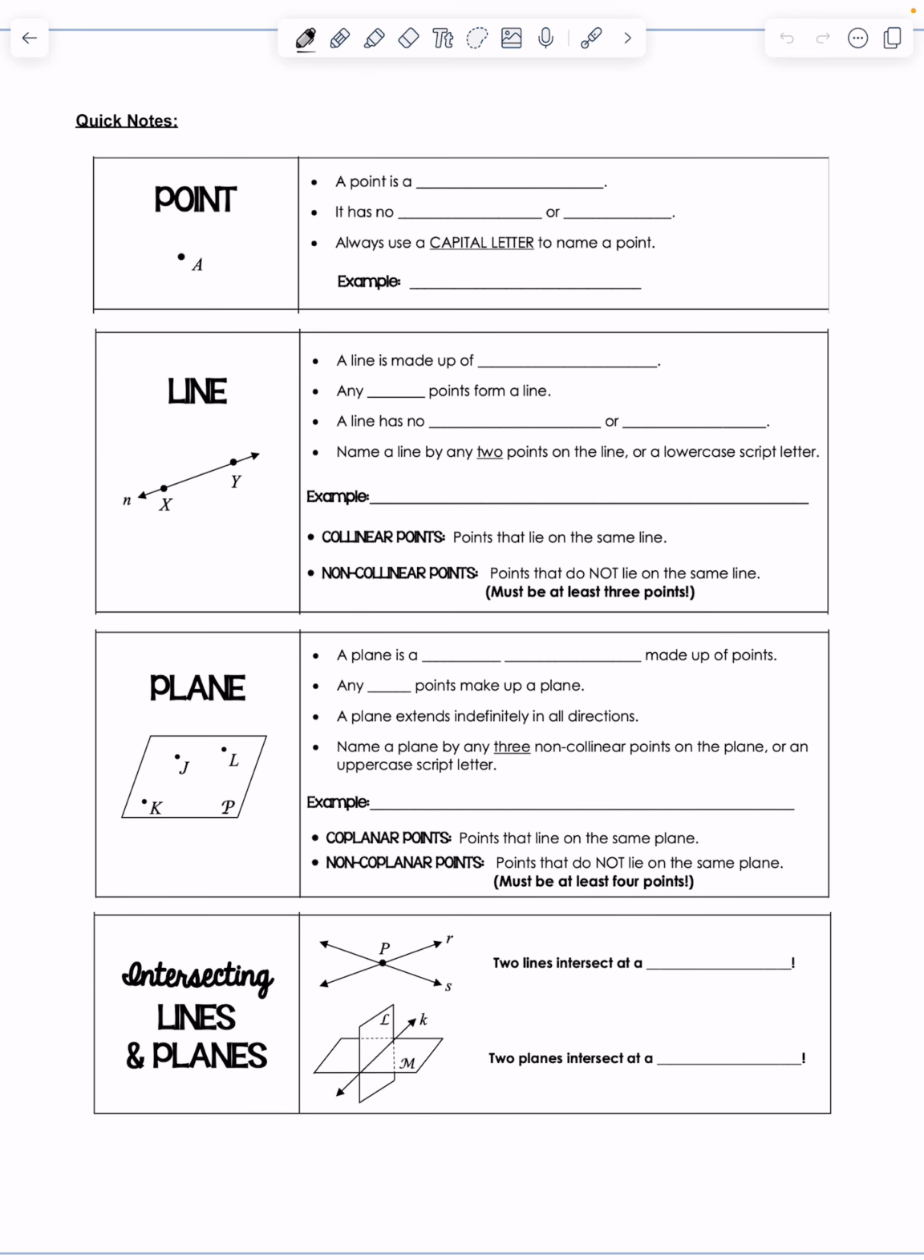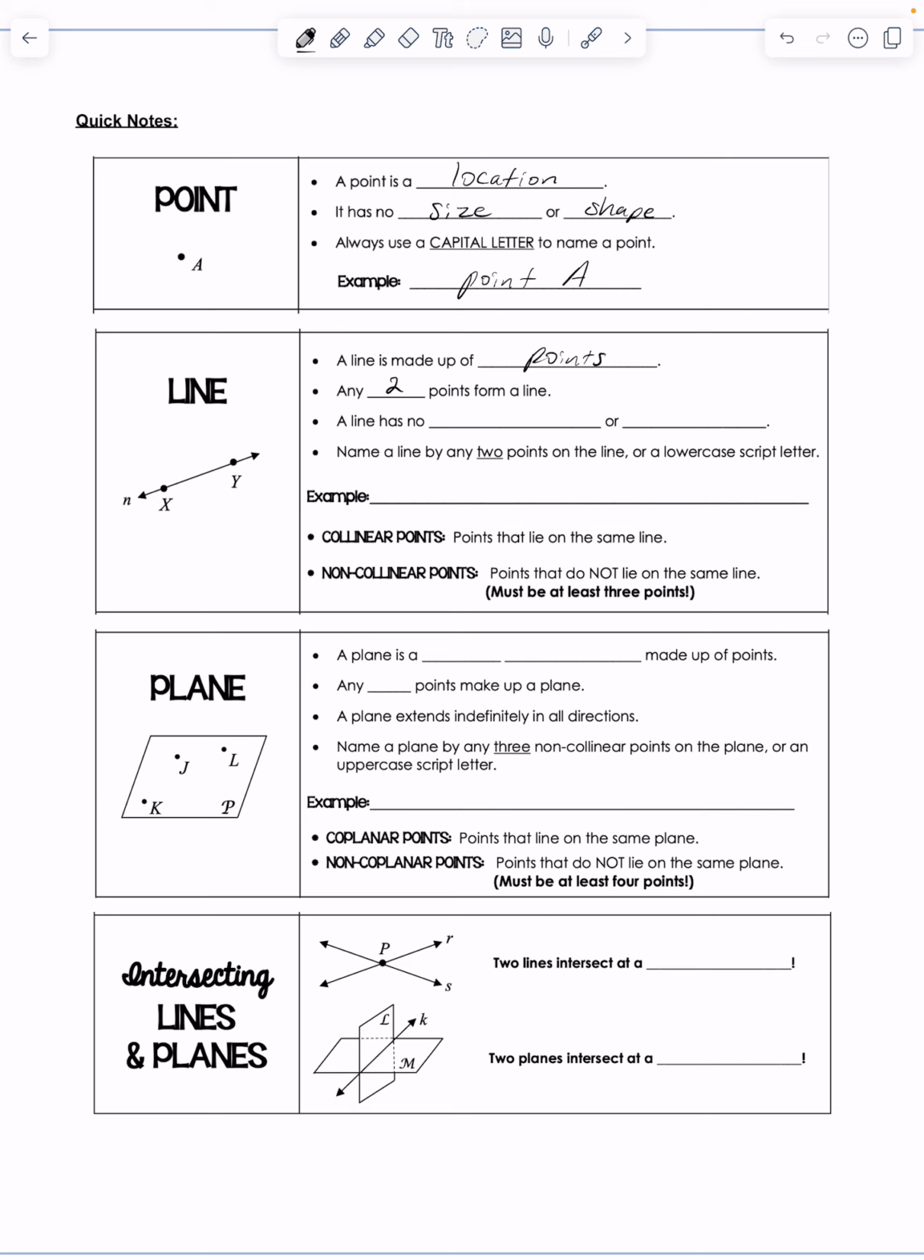So we have a point, which is a location. It has no size or shape, and we always use a capital letter to name a point. The example here would be point A. Now for a line, it is made up of points. Any 2 points will form a line.